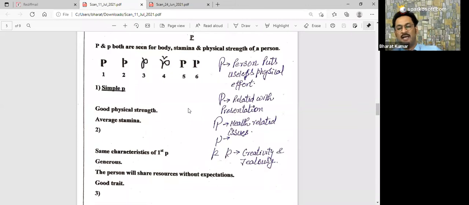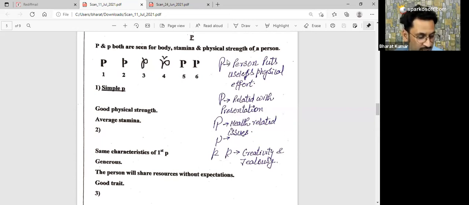Now just tell me, I have written here 5-6 different types of P. How many of you are using the first kind of P, either in capital or small letter? It can be used in capital as well as in small letter. Please tell me. If you are using this kind of P, that kind of P is not a good trait.